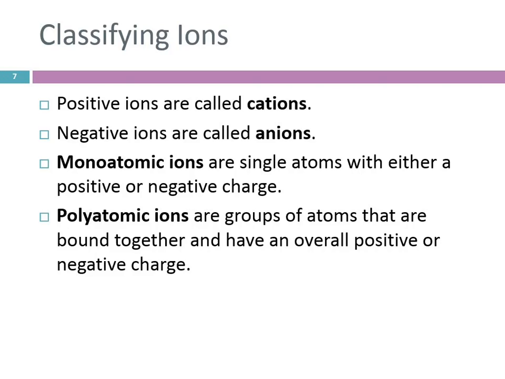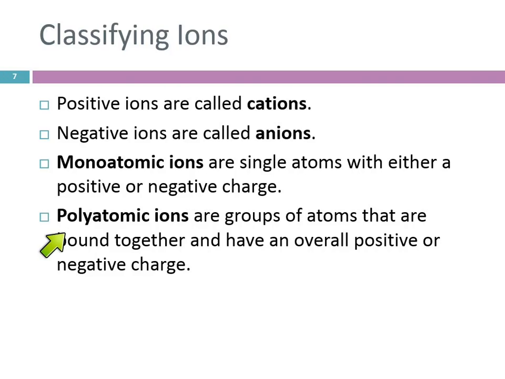So, monatomic. What does the prefix mono mean? One. And atomic refers to atoms, right? A monatomic ion has one atom in it. Single atom. It could have a positive or a negative charge. You can have a monatomic cation or a monatomic anion.